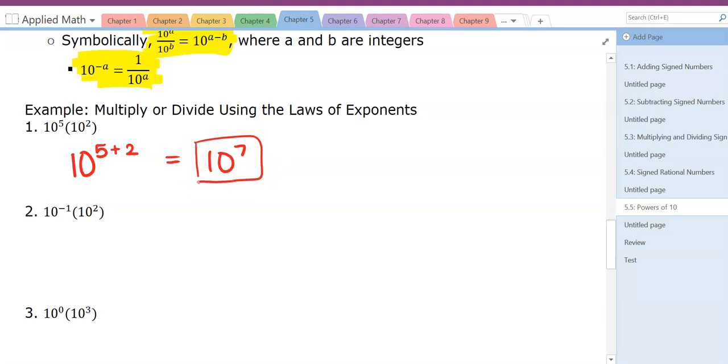You can if you want to, but like I said, you might get some answers that your calculator can't process how many zeros it has. There's just not enough room for it to show you.